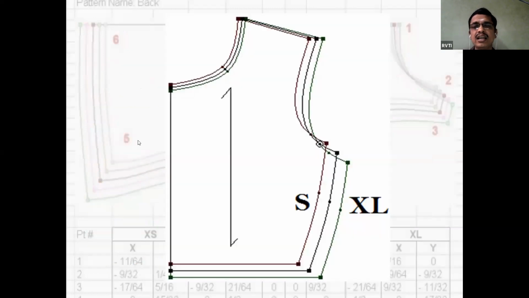See this figure. First I have to prepare the S size pattern, then fix it. Then I have to calculate how much I have to increase for the M size neck. So I have to increase the neckline, the shoulder, and the armhole depth. I have to increase here for chest measurement, and here for waist measurement.